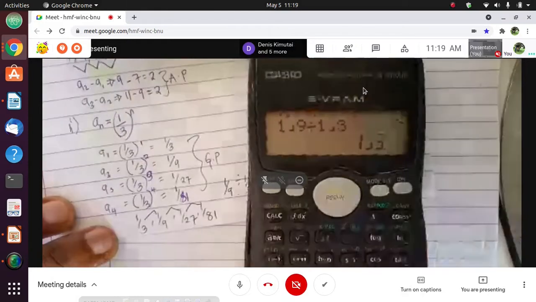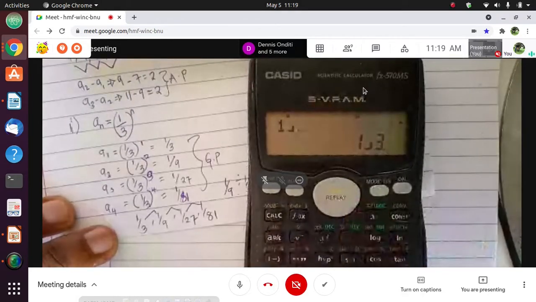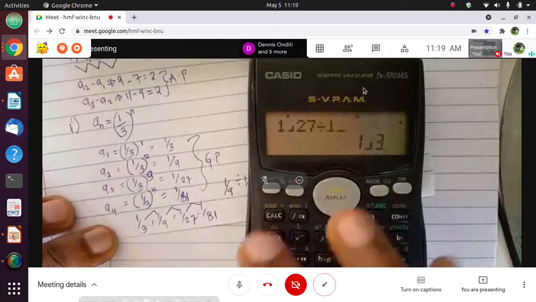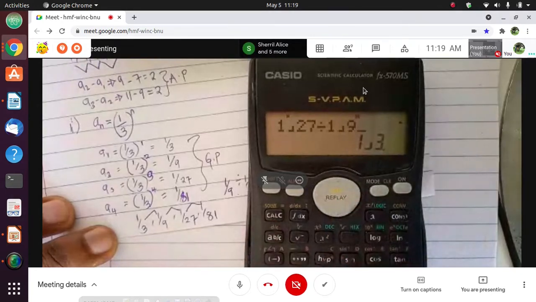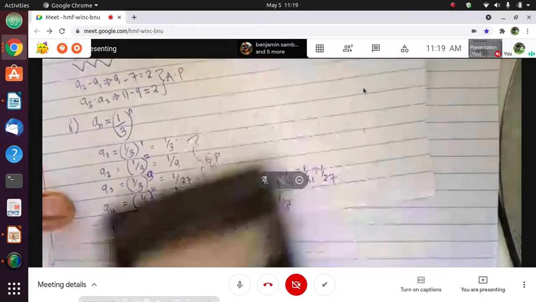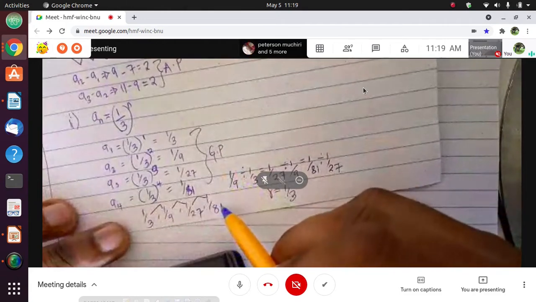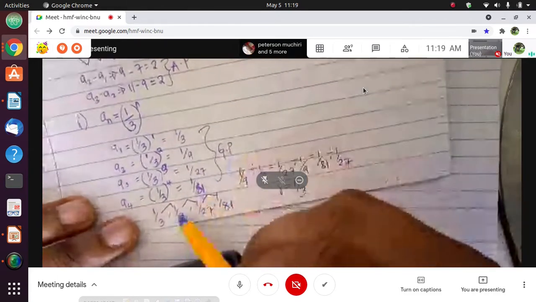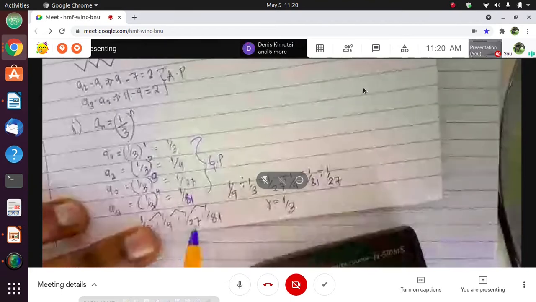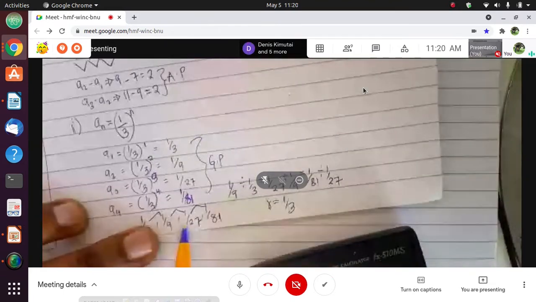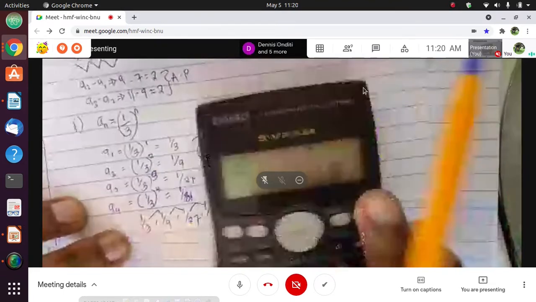If I take 1 over 27 divided by 1 over 9, you find that the ratio is still the same, 1 over 3. If I take 1 over 81 divided by 1 over 27, I will still get the same, a third. Meaning that this sequence is a geometric sequence. It cannot be an arithmetic sequence, because if I take 1 over 9 minus 1 over 3, it will not give me the same value as when I take 1 over 27 minus 1 over 9, and we can confirm that right now.